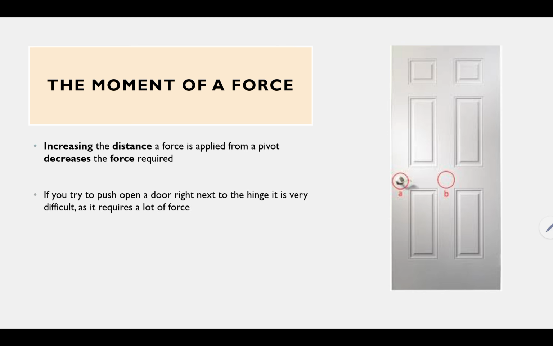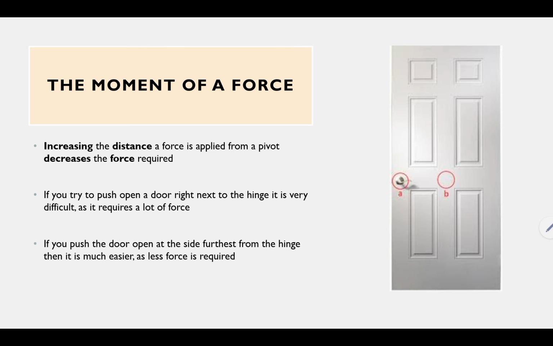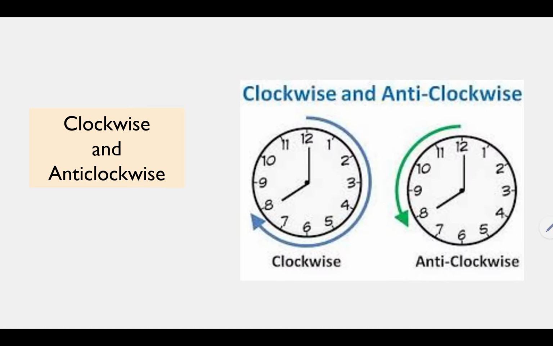So if you try to push open a door right next to the hinge, it's very difficult as it requires a lot of force. If you push the door open at the side furthest from the hinge, then it's much easier as less force is required. We agreed that it's a turning effect, so we need to know which direction it is going to be. If I said not up, down, left, right, then which direction is it going to be? Clockwise and anti-clockwise. Just remember how the clock works. So the blue arrow represents the clockwise and the green arrow represents the anti-clockwise.